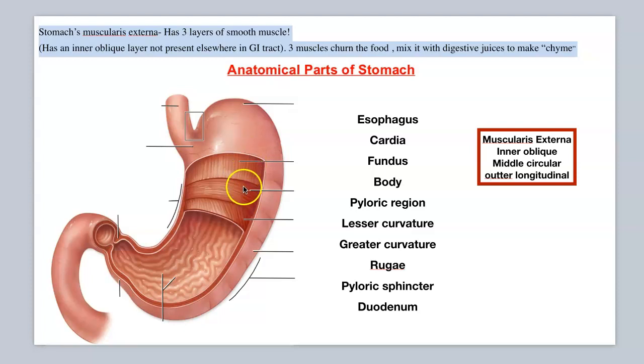Deep to the longitudinal layer is always going to be the circular layer. And all you have to do is look at the muscle fibers here, and they tell you what they are. These muscle fibers are going in a longitudinal direction. This is going in a circular direction, wrapping around the stomach, and these fibers are an oblique arrangement. So why do we need this extra inner oblique smooth muscle layer?